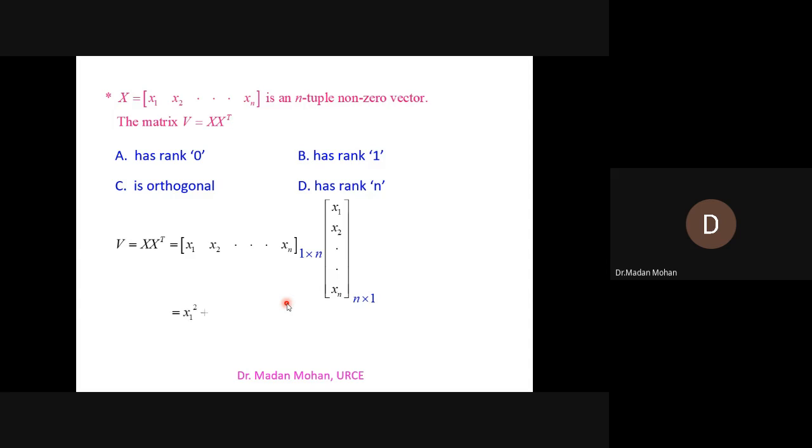Now here, since it is a non-zero vector, this number is definitely non-zero, because at least one entry is not equal to 0, so the sum of squares is definitely not equal to 0. Hence it is 1 cross 1, and hence the rank is 1. I think you observed X X transpose and X transpose X: both ranks are 1, even though the orders differ. Okay. Next.